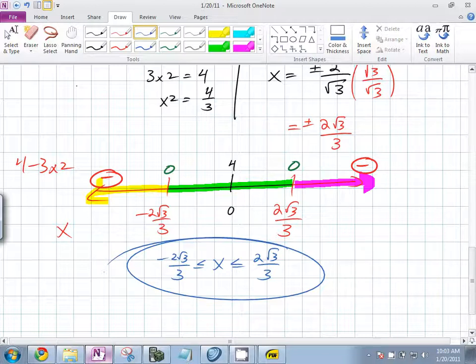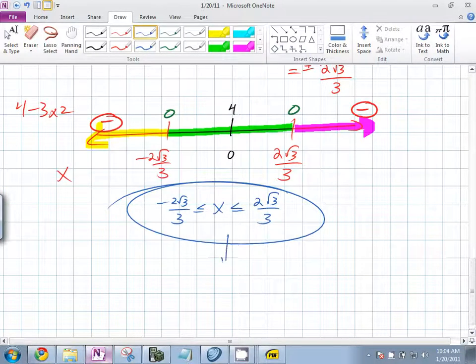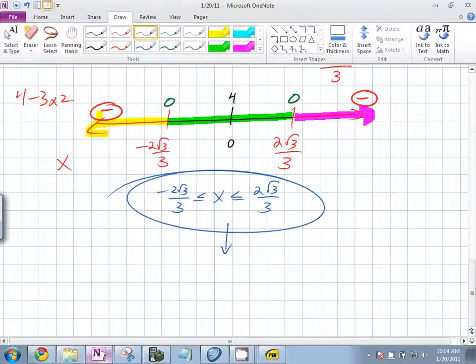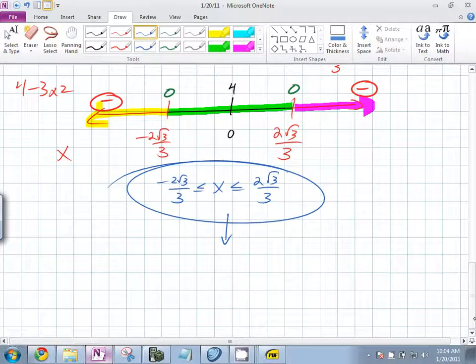How many of you have practiced or worked with absolute values before? I'm just going to give you a preview. We might touch on it a little bit. It's something you should have covered before. This right here is an absolute value statement. Any section of the real number line can be written as an absolute value.